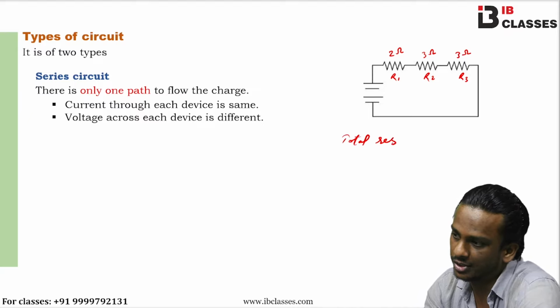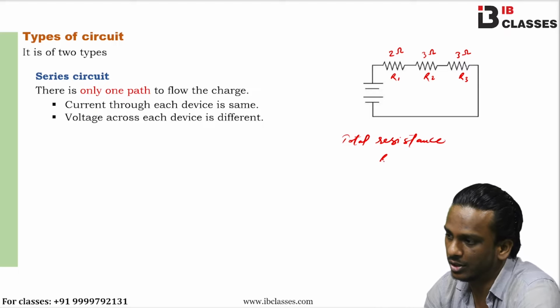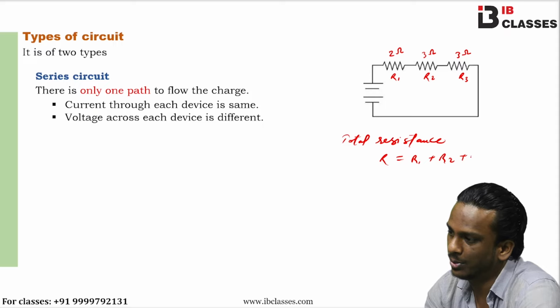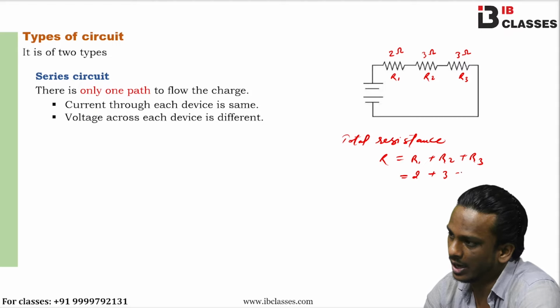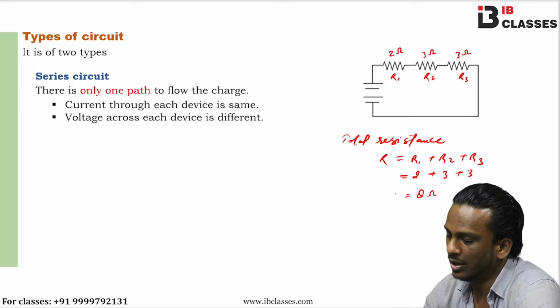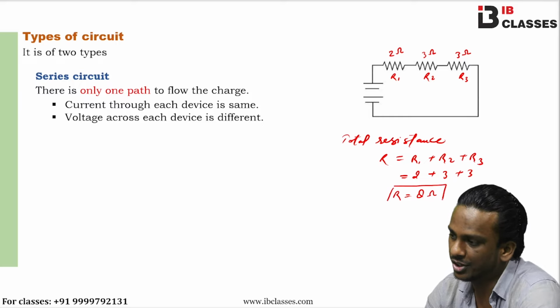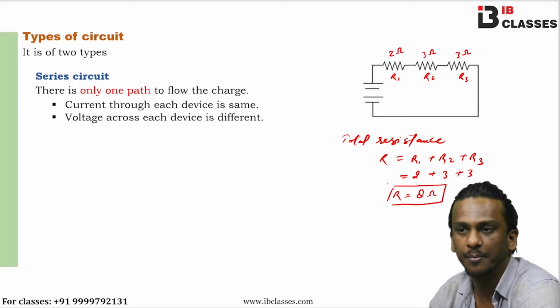The total resistance will be equal to R1 plus R2 plus R3. After putting in the values of R1, R2 and R3, we will get 8 ohm. This is the equivalent resistance of the given circuit.